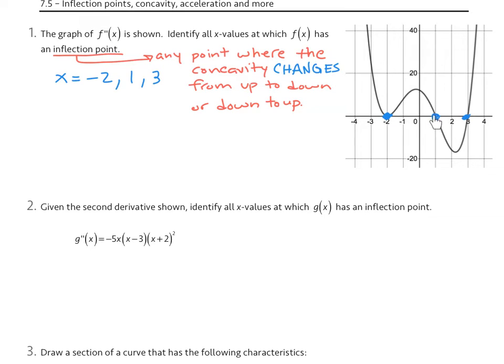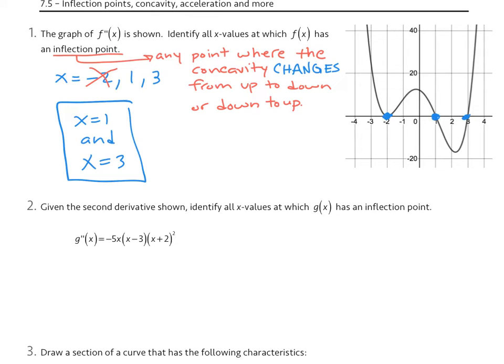If you look at this part of the graph, the second derivative changes from positive to negative, so the function is concave up and then concave down. That makes this an inflection point. At x equals 3, the second derivative changes from negative to positive, so the original function changes from concave down to concave up. So the concavity changes. So this is also an inflection point. So if we're looking at our values, -2 has to be crossed out. It's only x equals 1 and x equals 3 that are inflection points of the original function.